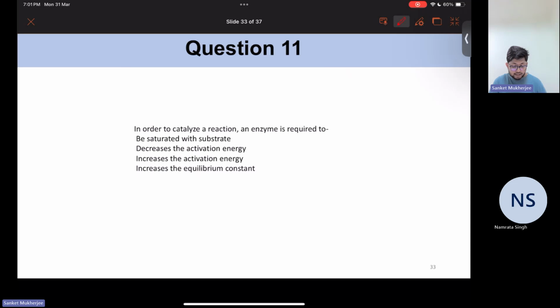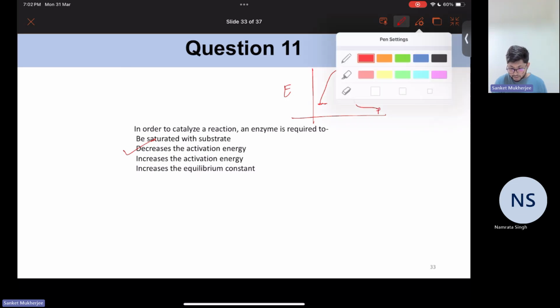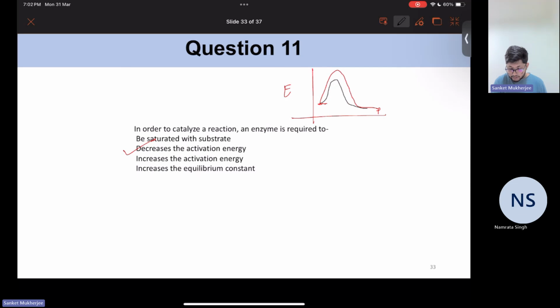In order to catalyze a reaction, an enzyme is required to be saturated with substrate, decrease the activation energy, increase the activation energy, or increase the equilibrium constant. It actually decreases the activation energy. It's very similar to this graph. In the absence of an enzyme, the substrate forms a product with a higher activation energy. In the presence of enzyme, it will lower the activation energy. That is the idea. So this is the activation energy.